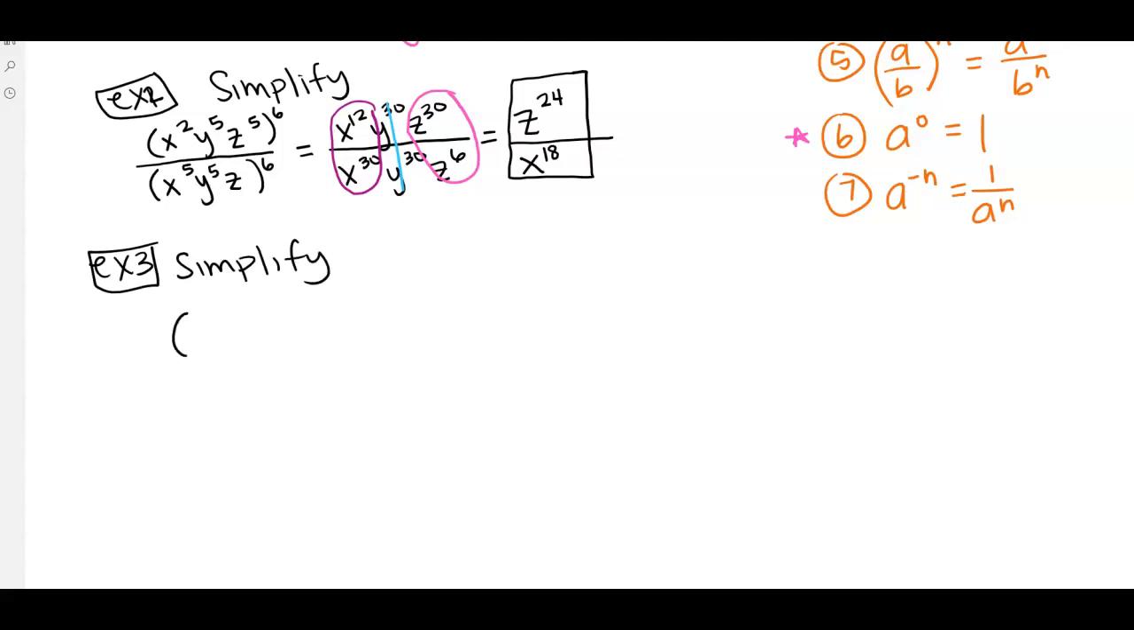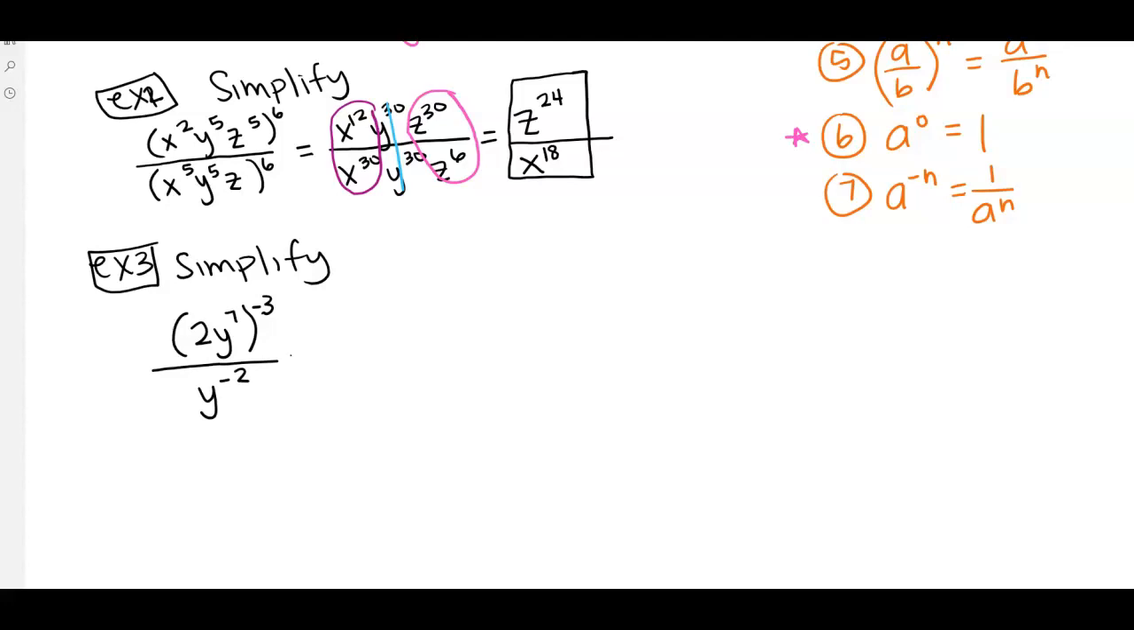On the top, I'm going to have in parentheses 2y to the 7th, and then that whole thing is being raised to the negative 3rd power. And then on the bottom of my fraction, I'm going to have y to the negative 2 power.